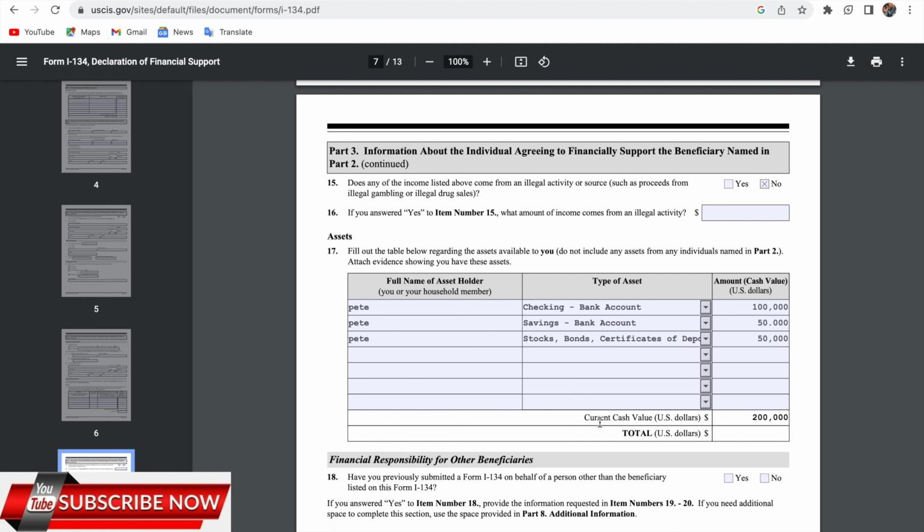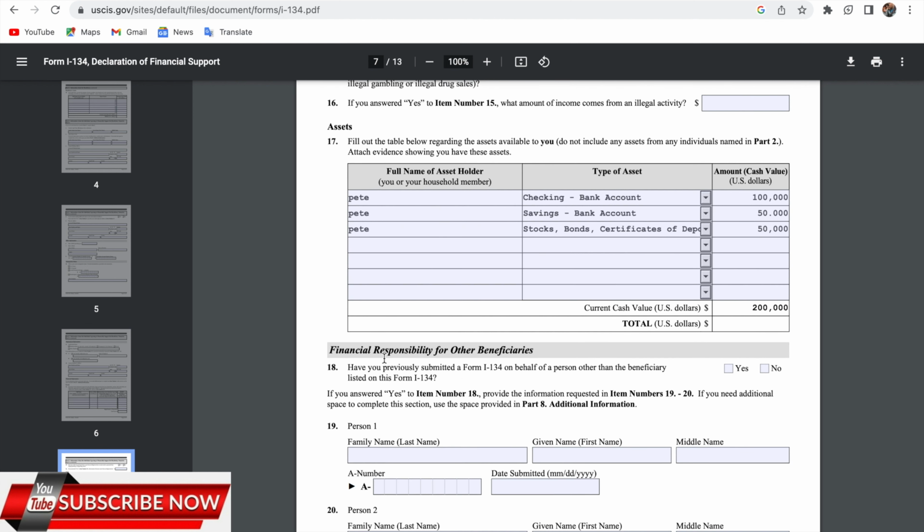It says current cash value. So the current cash value, for example of the checking account, you put in the current cash value. The current cash value that you put over there, you put over here, then your total. So if you add everything, you put your total.